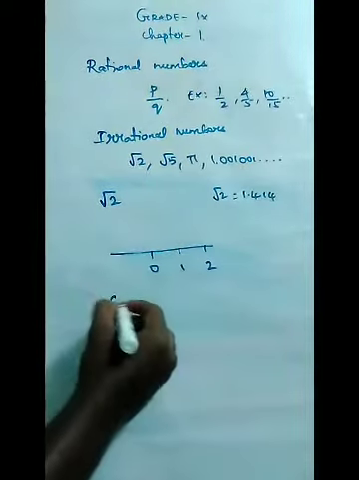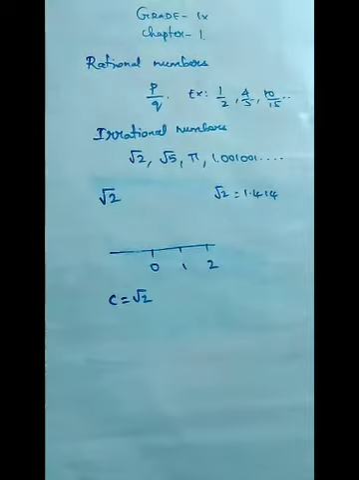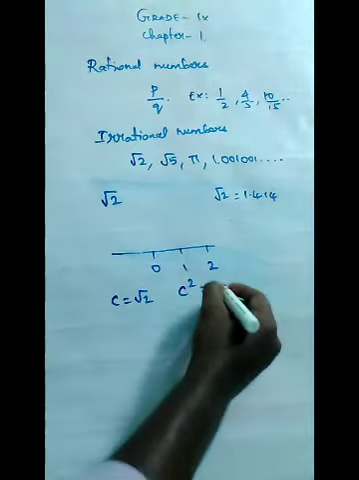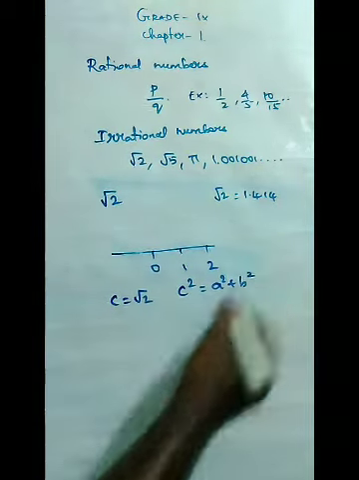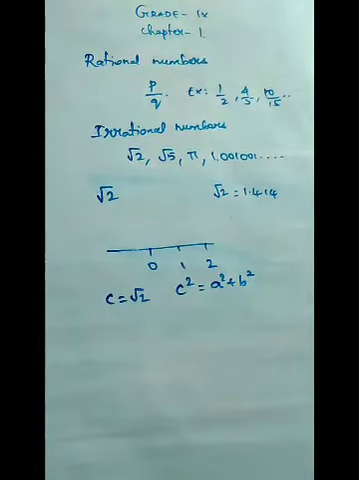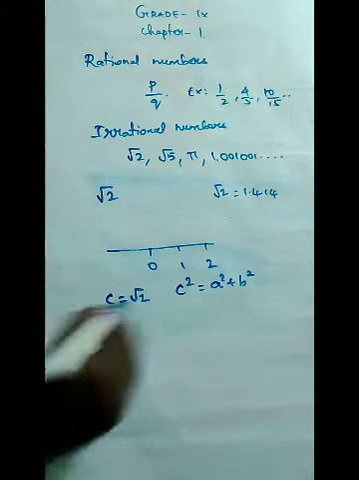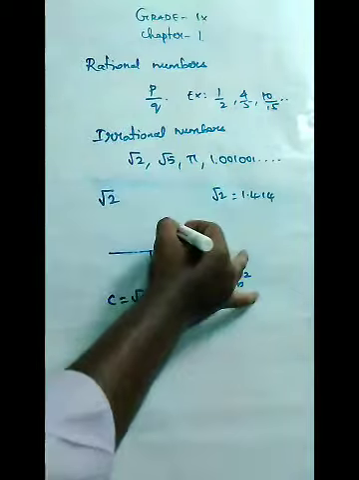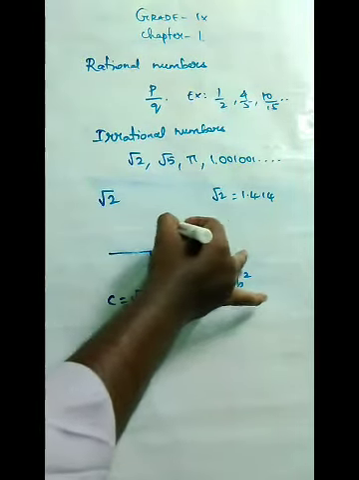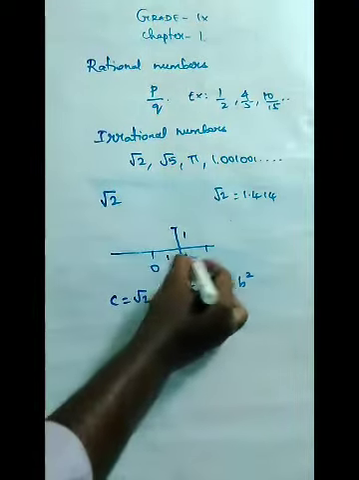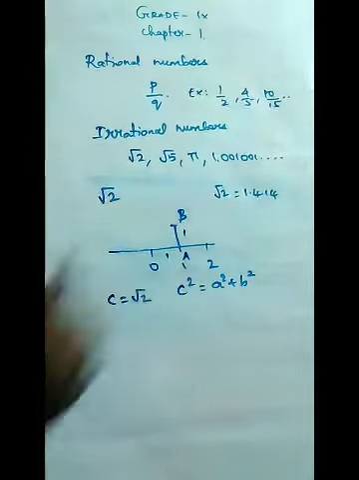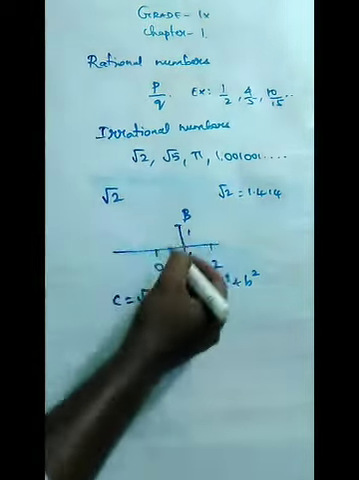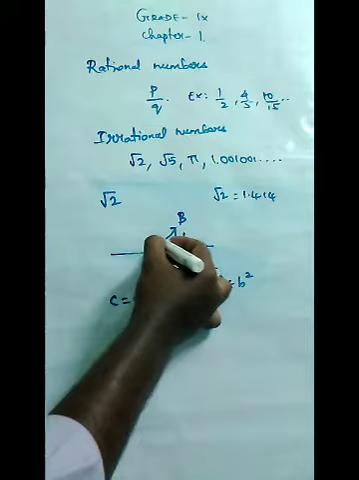Take this root 2 as the value of c. We know that the Pythagoras Theorem is c square is equal to a square plus b square. If we square and add the two numbers, we have to get the answer as 2. So we can take the two sides as 1 and 1. This is OA and AB. OA is 1 and AB is 1 unit they have taken. Then obviously we will get OB as root 2 units.